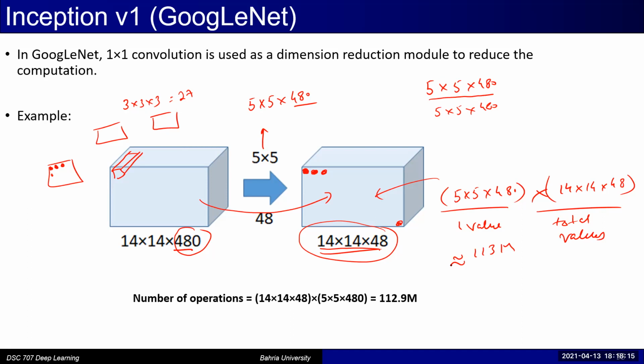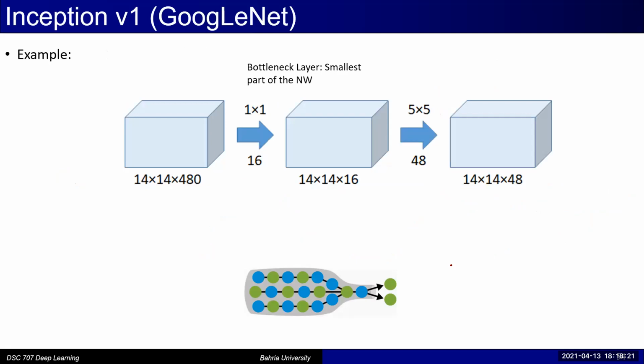You can think that in the subsequent layers, when you have more filters and more operations, the total number of operations would exponentially grow. So in order to reduce it, we introduce 1 by 1 convolution in the network. And this 1 by 1 convolution is actually called the bottleneck layer.